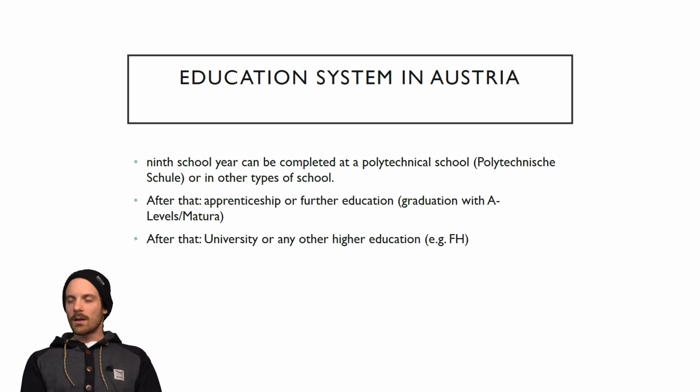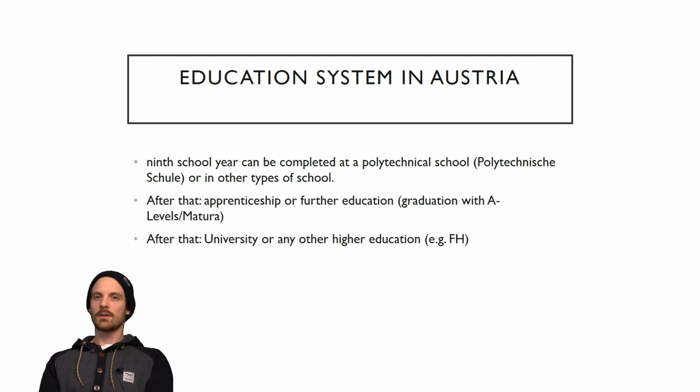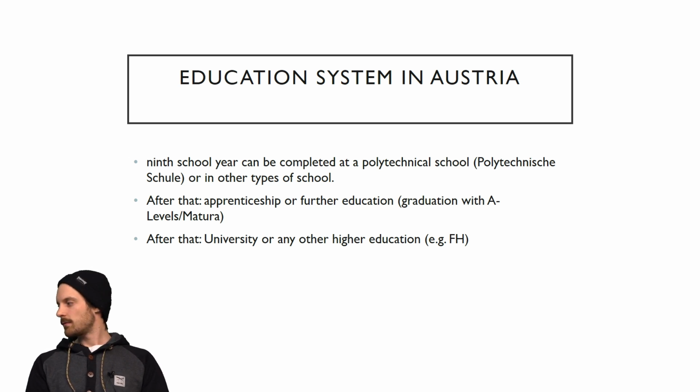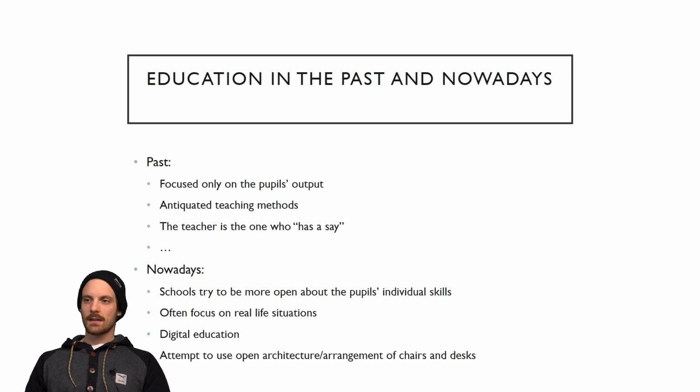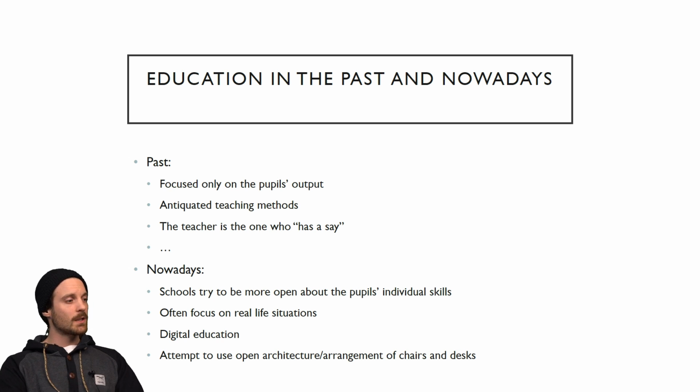If you want to know more details about those different types of further education, you can look it up on the internet. In Innsbruck, there is, of course, the University of Innsbruck and the MCI in Innsbruck, which is the Fachhochschule. Yes, that's all about the education system in Austria I wanted to tell you.